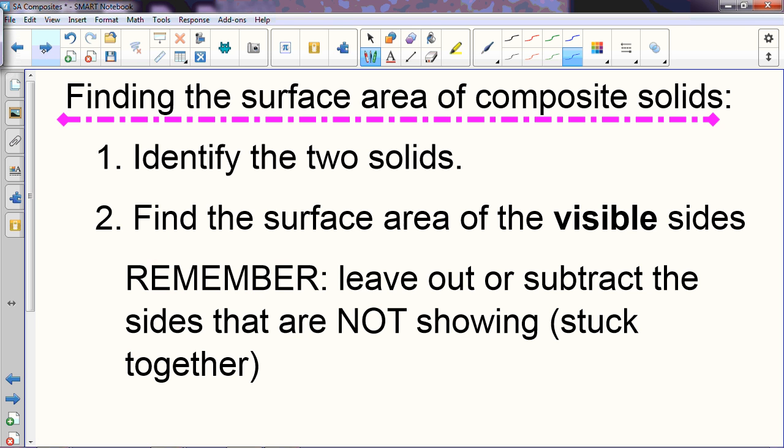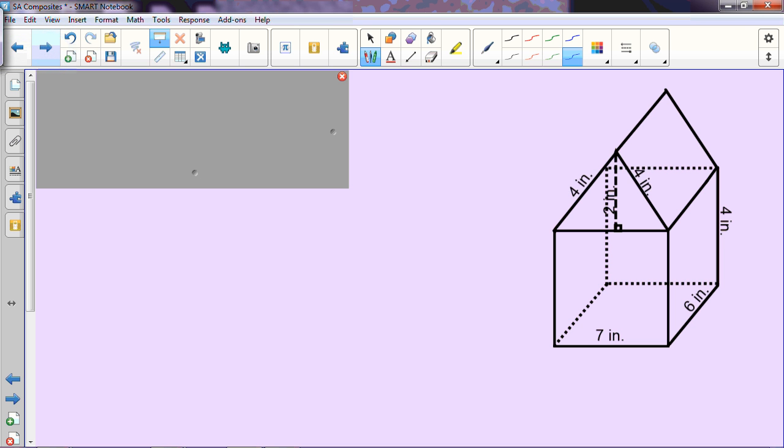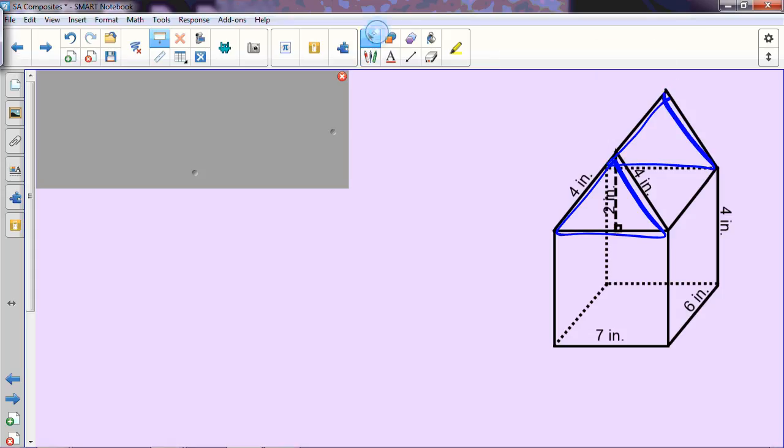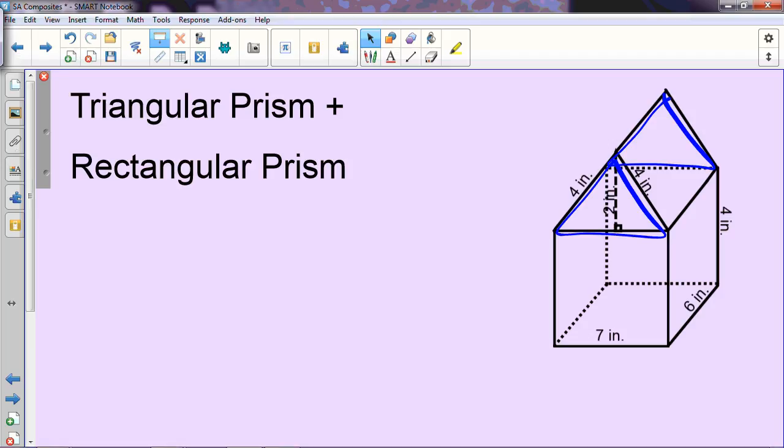Now I'm going to show you a composite figure. All a composite figure is two of these figures put together. So first thing you're going to want to do is identify whatever shapes you have. If you look at the bottom, it looks like a cube. That's going to be our rectangular prism. For the top shape, if you see a triangle, you want to try to look for another triangle to figure out what kind of shape it is. So I see a triangle here. I also see a triangle in the back, which is on the other end of the figure. That's going to make that a triangular prism. So my two shapes, I have a triangular prism and I have a rectangular prism.